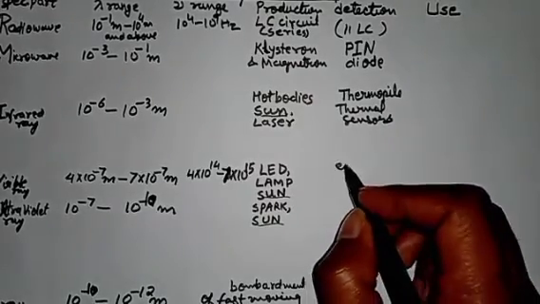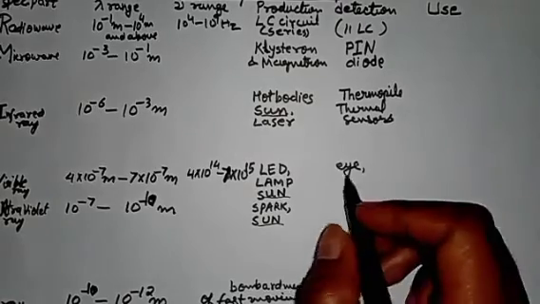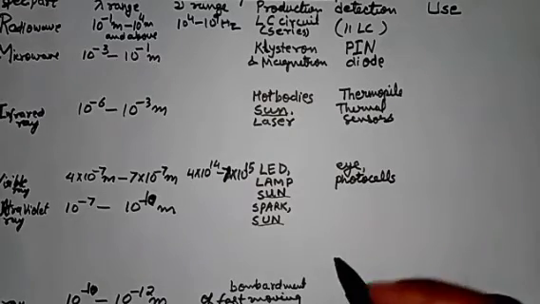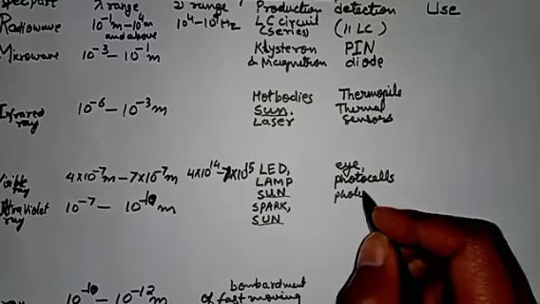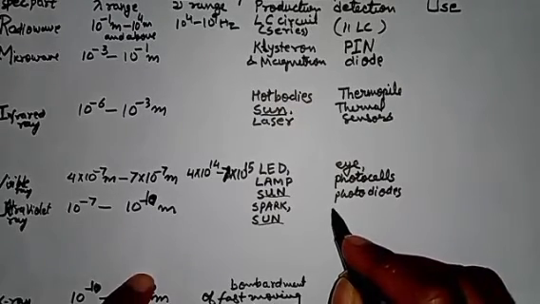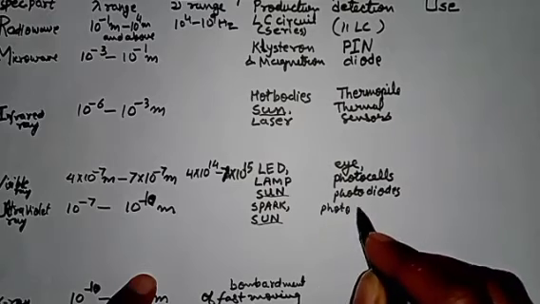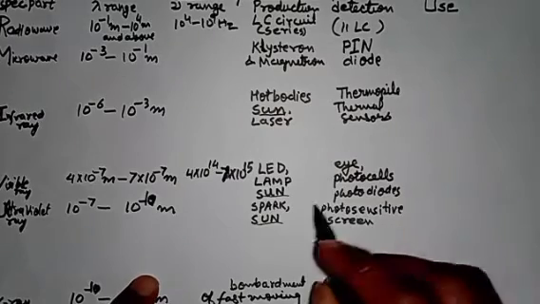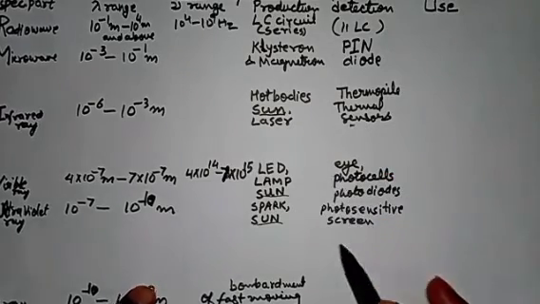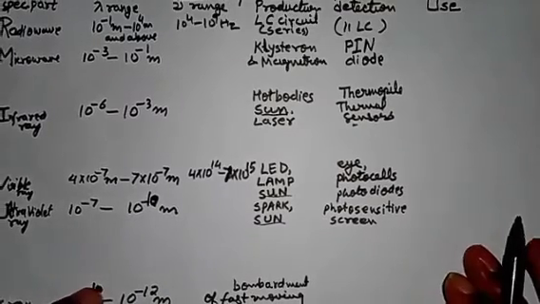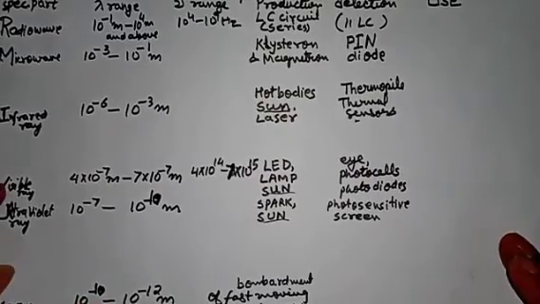Visible, the best detector is the eye. And other than that, photocells, photometers, and all that. Photodiodes. All right, ultraviolet. Its detection is by photosensitive screen. In fact, infrared, visible, and ultraviolet, they all have an effect on a photosensitive screen, but their impact can be distinguished from one another.